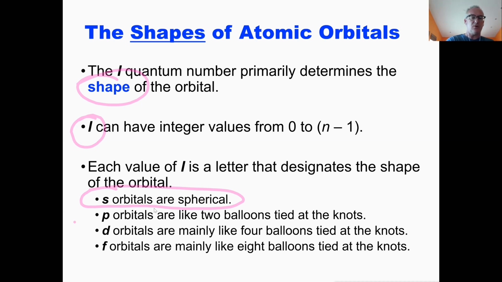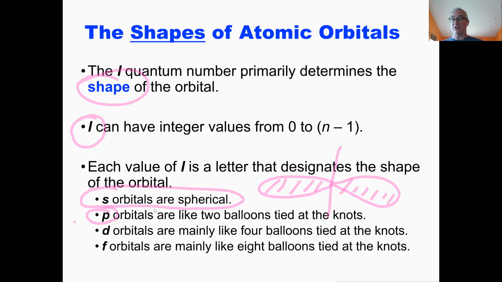But P orbitals look different. They look like balloons with a knot in the middle. They look like this, as I showed you before. So there's our axis going through it, and we have equal density on one side, equal density on the other side. And they come in 3 dimensions. They come up and down, side to side, and in and out. So it's a three-dimensional shape.